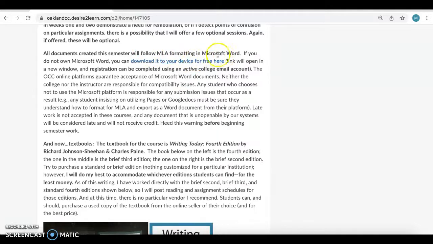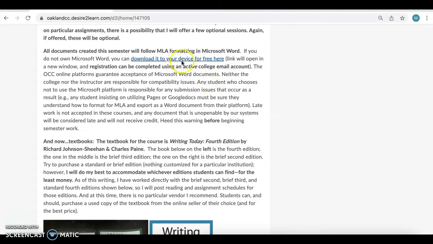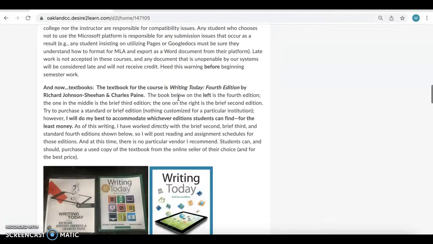Everyone must be using Microsoft Word or equivalent and possess a knowledge to export as Word if you're choosing to use something else. Our system does not guarantee compatibility with anything else. That's why that was sent out in the pre-term as well.